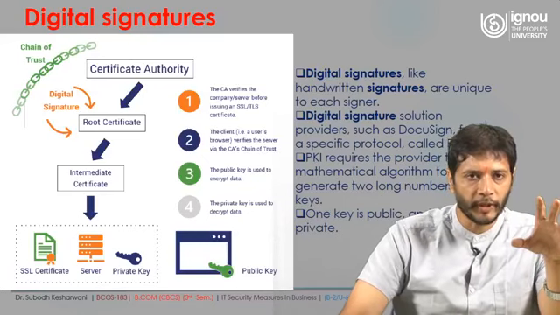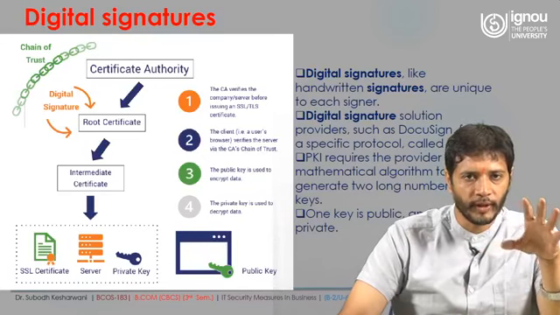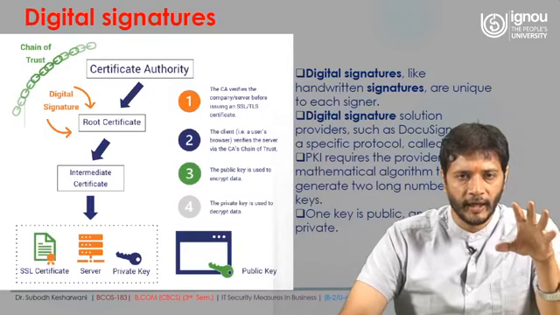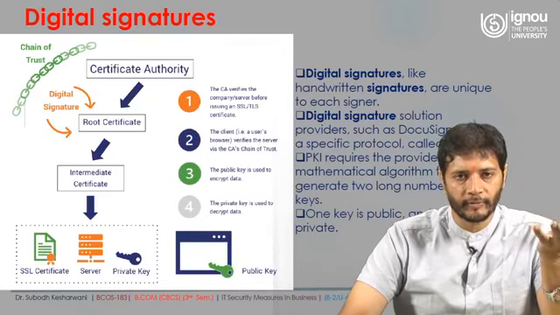So if you see this particular image, how things are going to work: the CA, the certificate authority, verifies the company server before issuing an SSL or TLS certificate, and for the client, the public key is used to encrypt data, and once the data is encrypted, you can decrypt it and use it as per your convenience. The private key is used to decrypt the data.